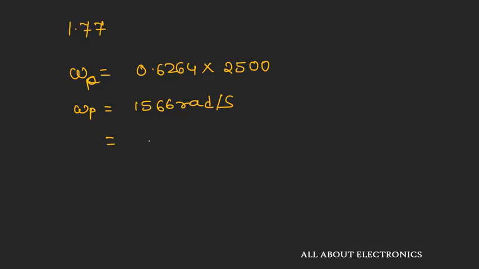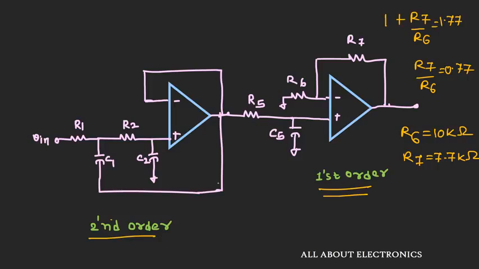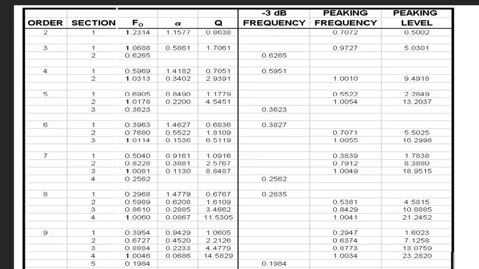And this cutoff frequency is given by 1 over RC. So now let us assume the value of C as 0.1 microfarad. And if we put the value of C as 0.1 microfarad, then we will get the value of R as 6.38 kilo ohm. So in this way, we have got the value of R5 as 6.38 kilo ohm and the value of C5 as 0.1 microfarad. So in this way, we have decided all the values of R and C's for this particular design. So in this way, by using this filter table, we can design any order of Chebyshev filter.